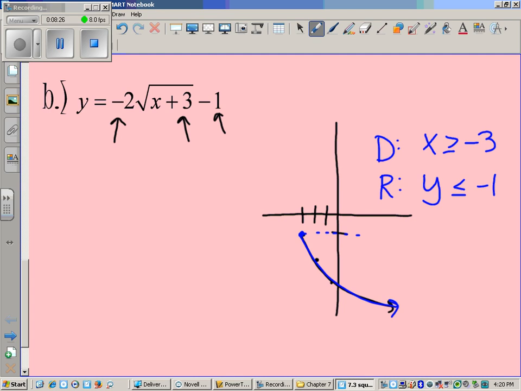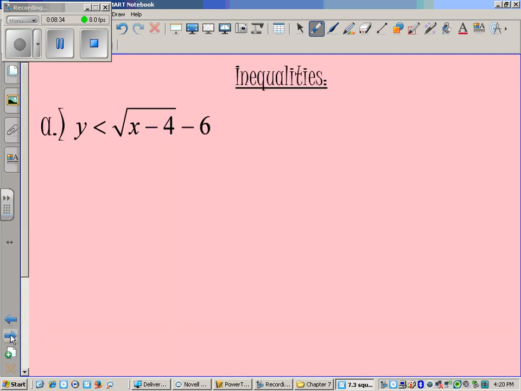Okay? You should be able to graph a square root graph. You should also be able to tell me what the domain and range is. Okay? All right. Now that we know how to graph square root graphs, what if I gave you square root inequalities? The only difference on this question is that we have a little inequality sign here, an alligator sign. Okay? So let's graph it the same exact way.